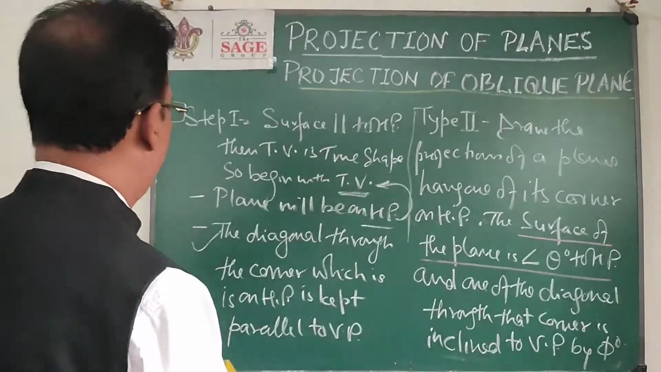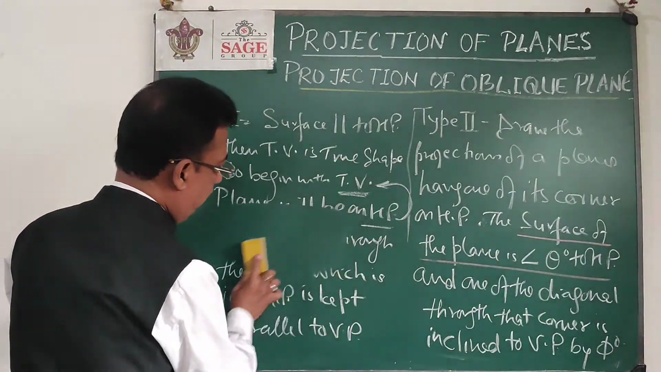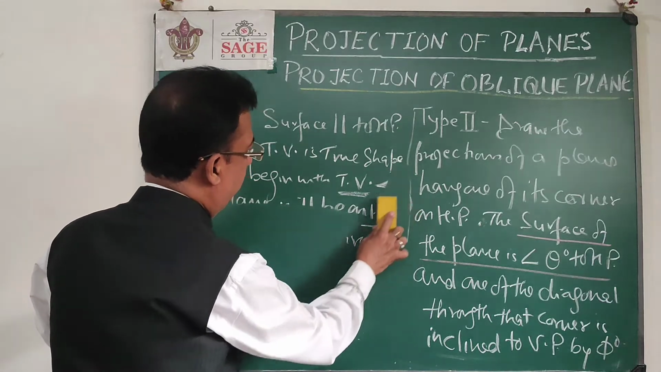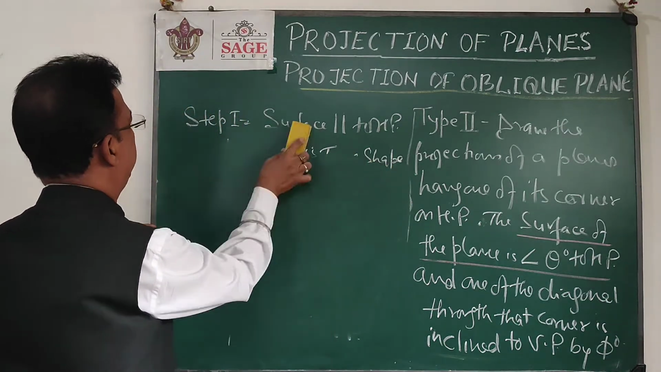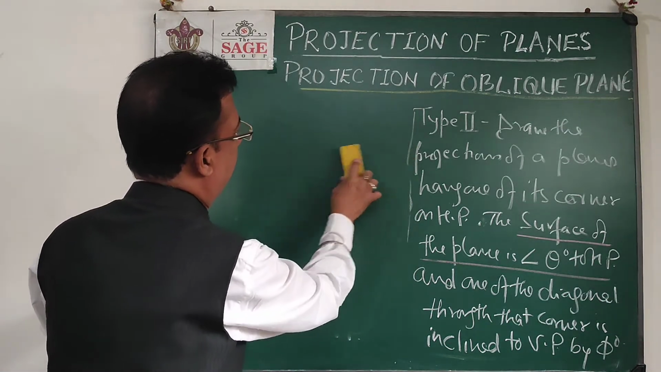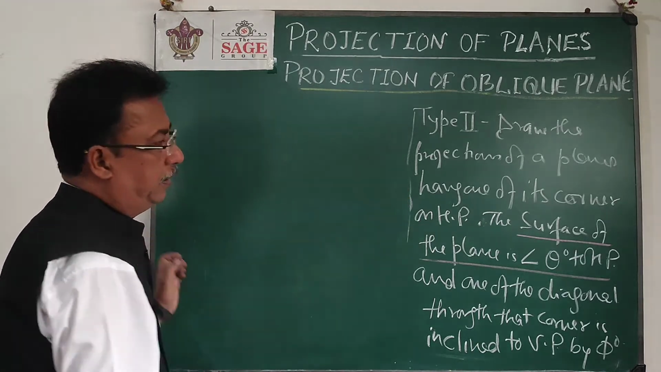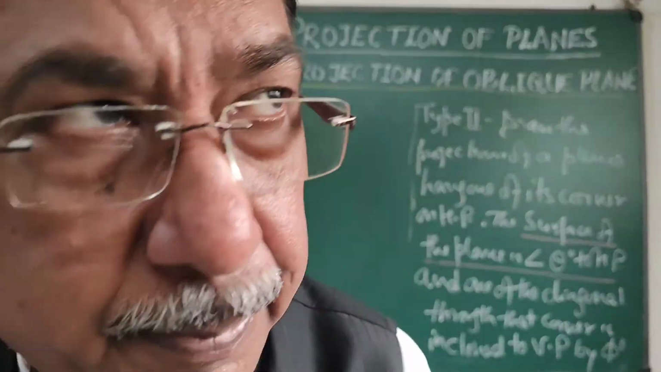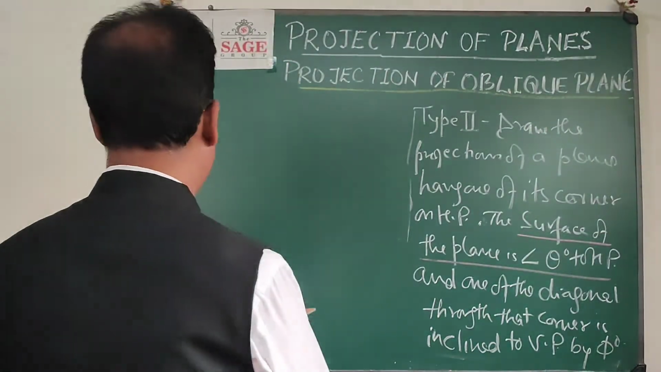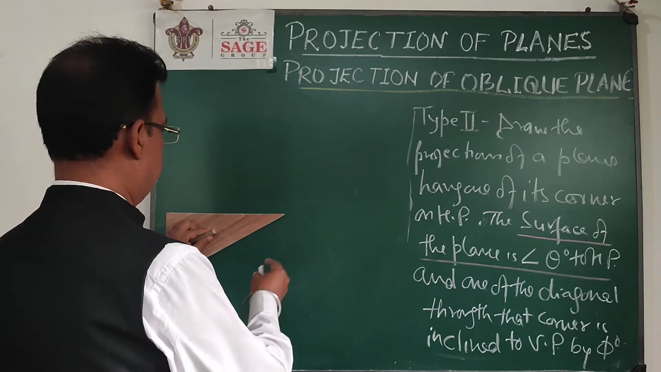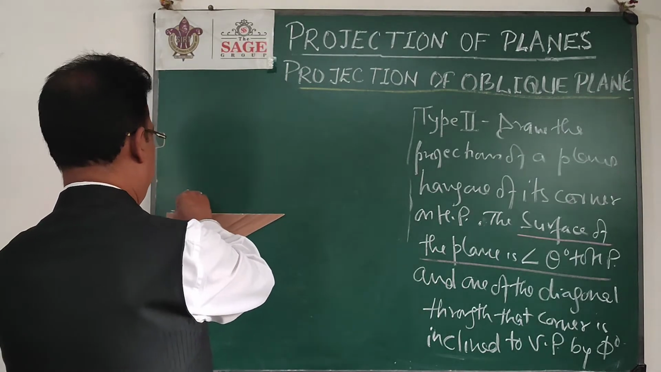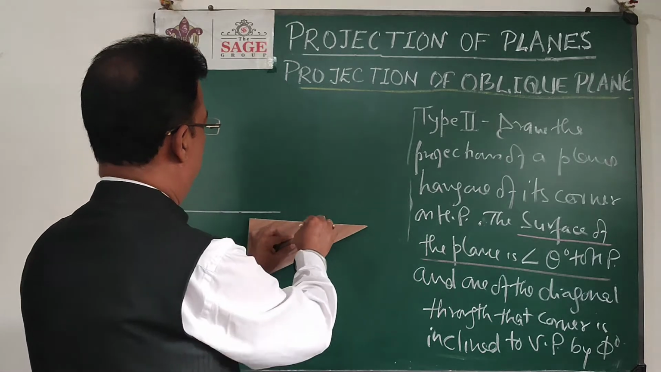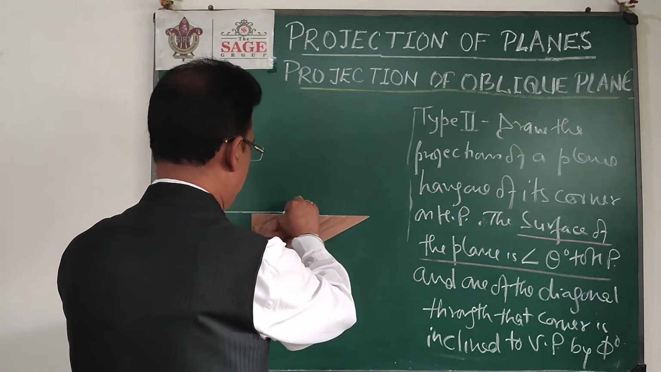I will call this a corner concept problem. Earlier, the problems we have solved were on the basis of holding the side. So I will call them side concept. So the two types of concepts are there for solving problems on projection of plane. Again, suppose I am taking one problem for this case. I will discuss the problem of a regular hexagon.